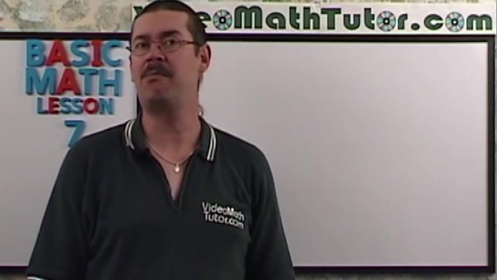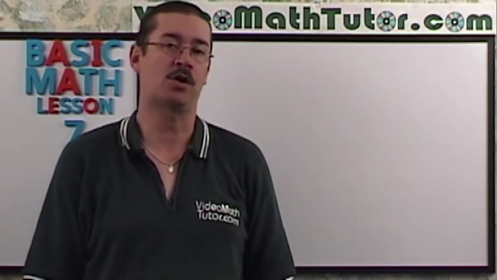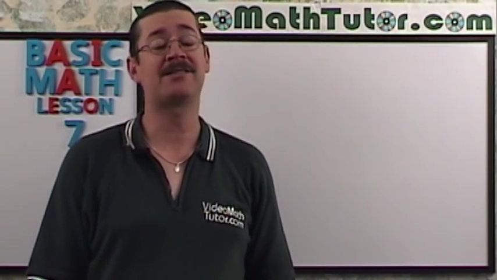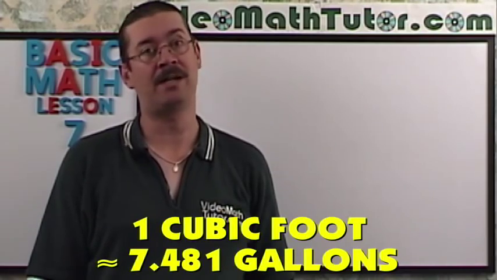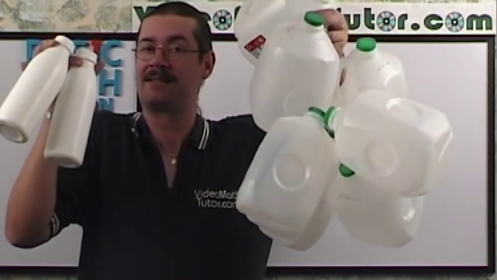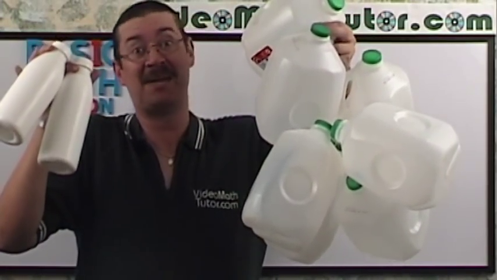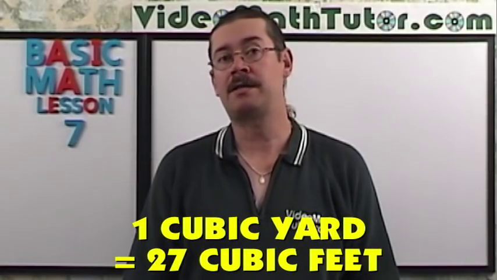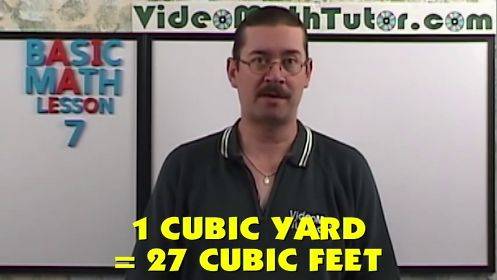Now you may be wondering, how many gallons would actually fit in 1 cubic foot? Well, the answer is 7.481 gallons, which is this, and almost 2 quarts. That's 7.5 gallons. Amazing, huh? 1 cubic yard is equal to 27 cubic feet.